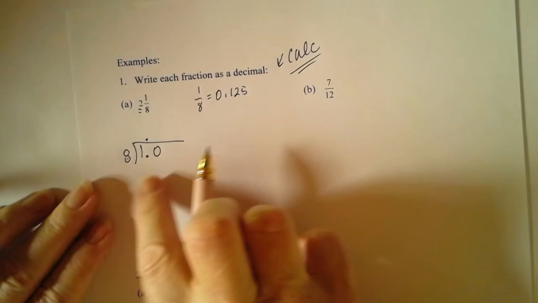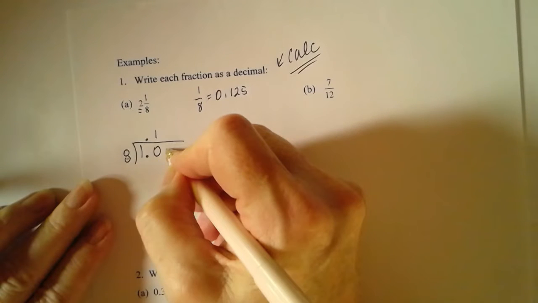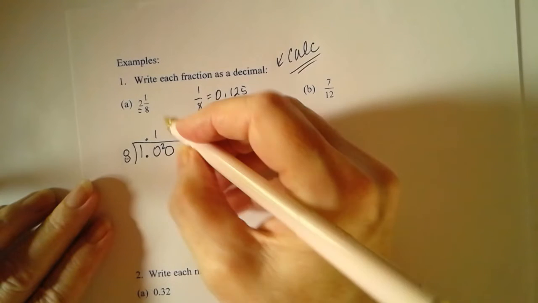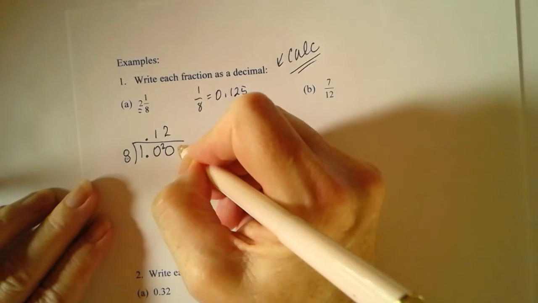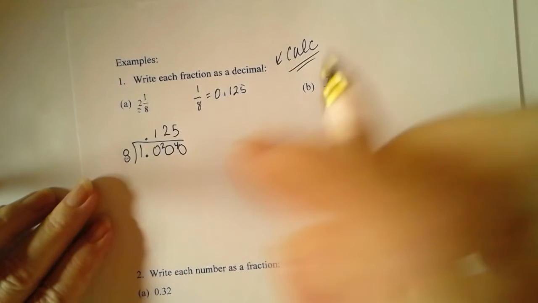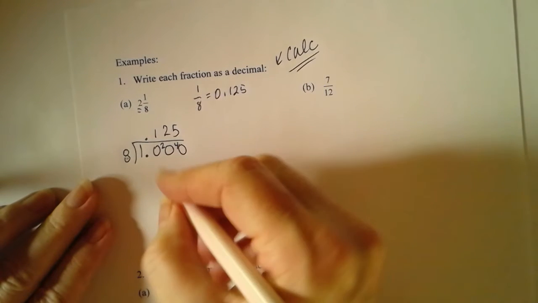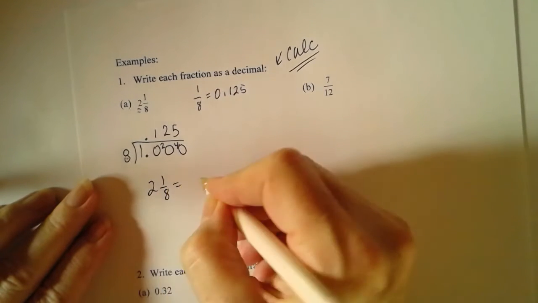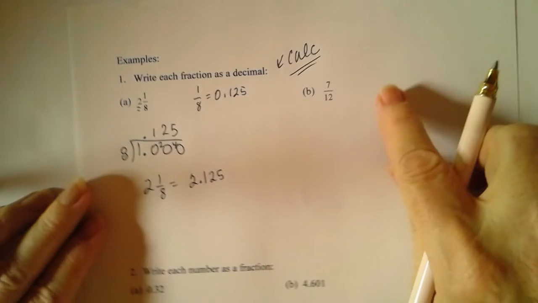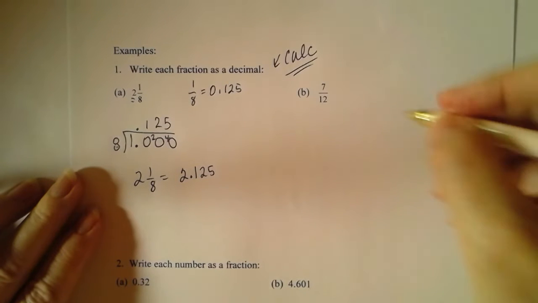I'd go 8 into 10 one time. I'd have to put another 0 and put a 2 there. 8 into 20 twice, another 0, 4 left over. 8 in there, 5. And so that's how I get the 0.125. So 2 1/8 is the same as 2.125. This one, 7/12, is a little bit harder. I'm going to do that one.